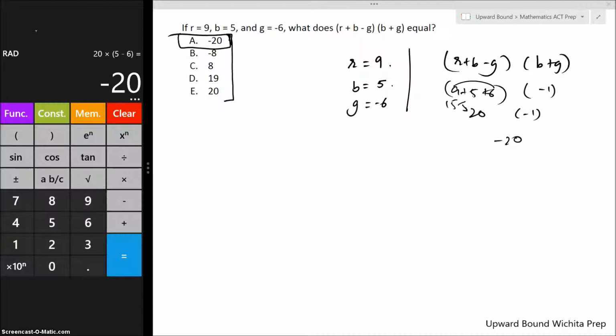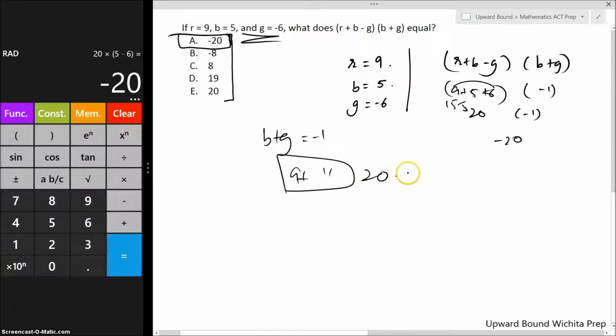It still took you a significant amount of time to do it, and it's not magical. You could have done it mentally, especially B plus G. You just look at these two values and you know almost instantaneously that B plus G is going to be -1, and when you have R plus B minus G, you have B minus G is going to be 11 and R is going to be 9. That gives you 20 times -1, which is -20, and it's very easy.